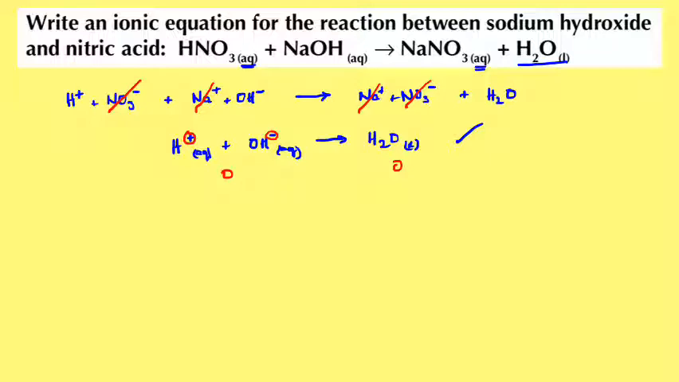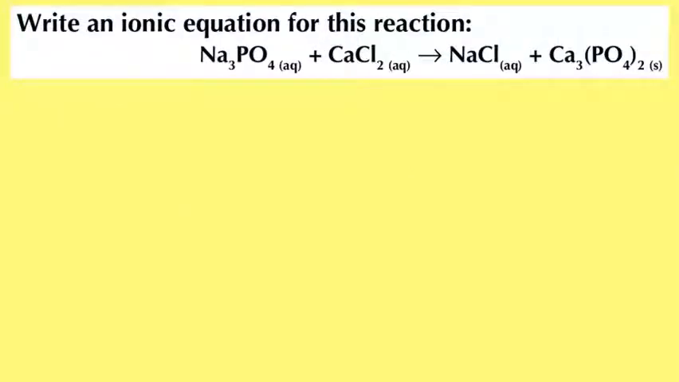Okay, let's try another example. So here's a slightly more complicated ionic equation to write. We've got some sodium phosphate and some calcium chloride, both in aqueous solution. So those ions are going to split up, and they are going to react and form sodium chloride, which stays in solution because it's soluble. However, the calcium phosphate that is produced, you notice from the solid state symbol here, precipitates out, and so we're not going to split that up into ions because they're not mobile if they're solid.